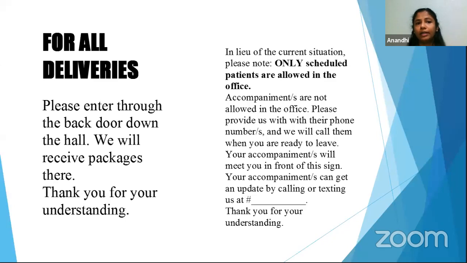And I have another two door signs. This one is for deliveries. I use the back door for deliveries. So the patient comes in a different door, and the deliveries come in a different door. So we have that separate.